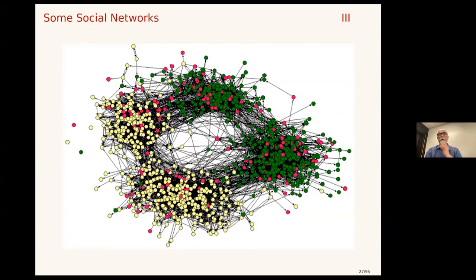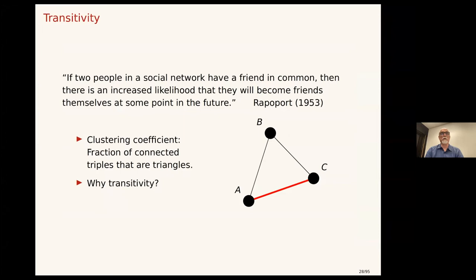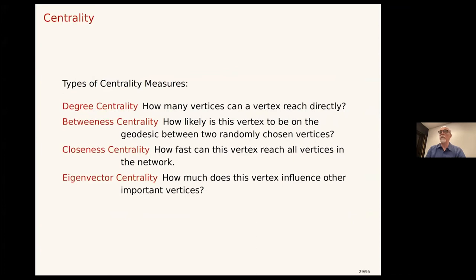Okay, we've talked about transitivity, so I think I'm going to skip this. And now we're up to talking about centrality, and this is a good time for a break. We're going to talk about centrality in social networks, what it means to be central in a social network, something that no doubt we all want to be. And then we will start talking about some applications of this to economic phenomena.